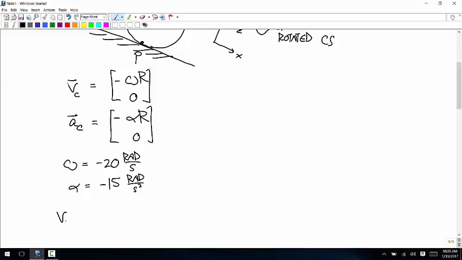Okay, so the velocity of the center is negative of negative 20 times, oh, and I didn't write the radius, but that's given, 0.05 meters. Yes, that's right.